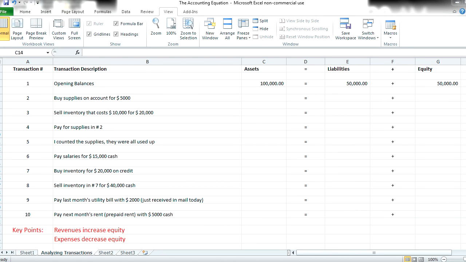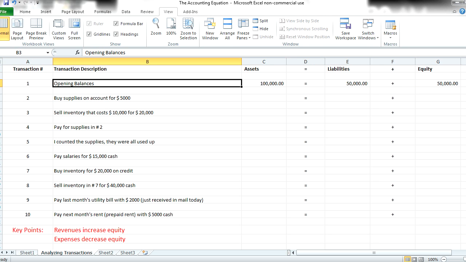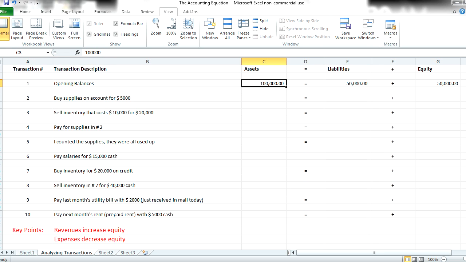Okay, so we're going to look at a problem where we analyze some transactions and see how the assets, liabilities, and equity accounts are affected. We've set up this problem by setting up the accounting equation, which is assets equal to liabilities plus equity. And in the first transaction, we're just establishing our opening balances. So we have assets of $100,000, liabilities of $50,000, and equity of $50,000.